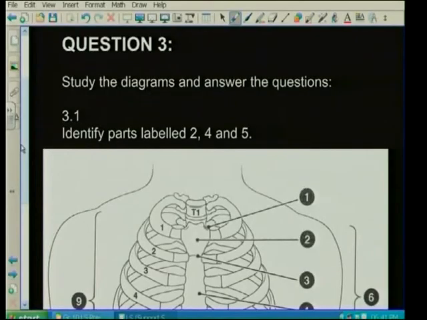Now we start looking at the question. So we look at a diagram. If there's any further instructions, this one was clear. You just talk about, study the diagram and answer the questions. So there's no big instructions. They just say identify parts 2, 4, and 5.